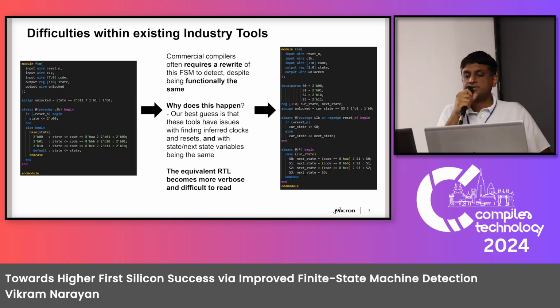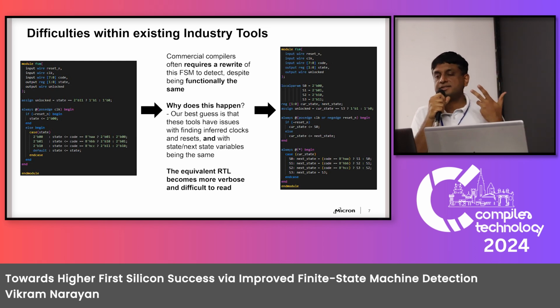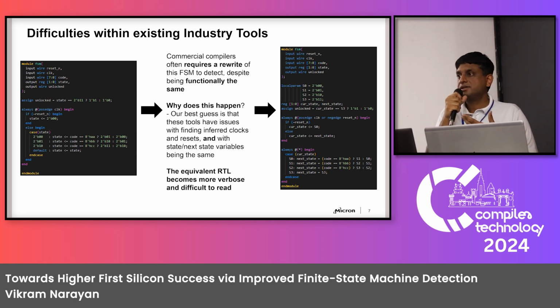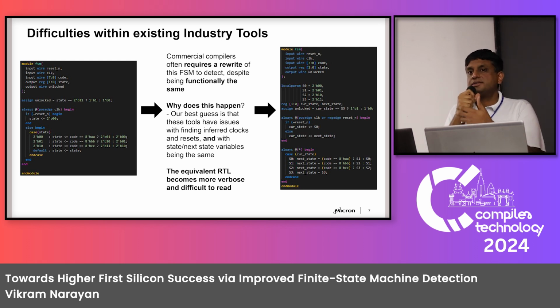Our best guess is that if you have a state, and the next state also refers to the previous state with the same variable, the compiler running in some of these existing tools might have an issue. They might also have an issue with the synchronous and asynchronous clock and reset signals. But if the same code were rewritten in a slightly more verbose way, these compilers are able to extract the FSMs.